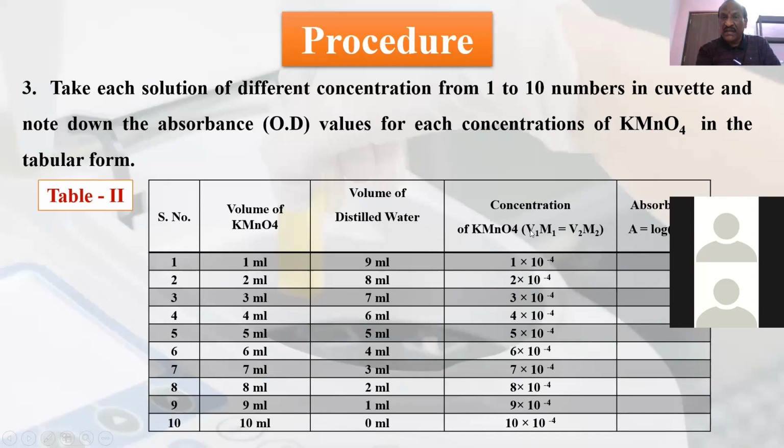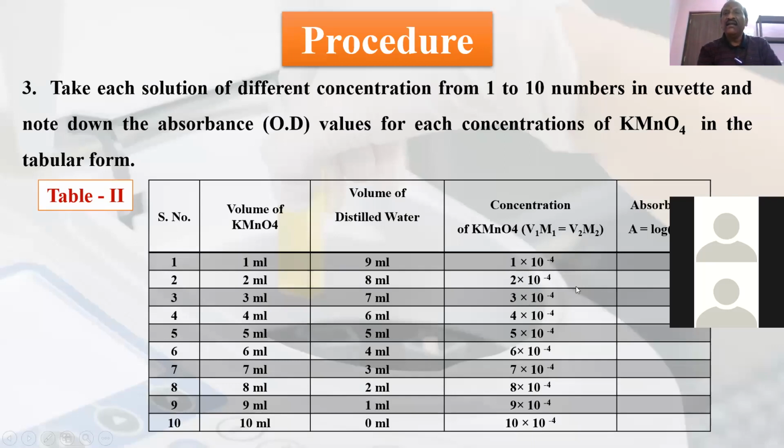1 ml of KMnO4 we will take. Its concentration is 0.001, and after mixing 1 ml and 9 ml, the value of V2 becomes 10 ml, and here M2 we can calculate, that will give 1 into 10 to the power of minus 4. Then for the second solution, we will take V1 as the volume of KMnO4, M1 is 0.001 M, and V2 is 10 ml. Then M2 we can calculate. This value we will calculate after preparing the solution.